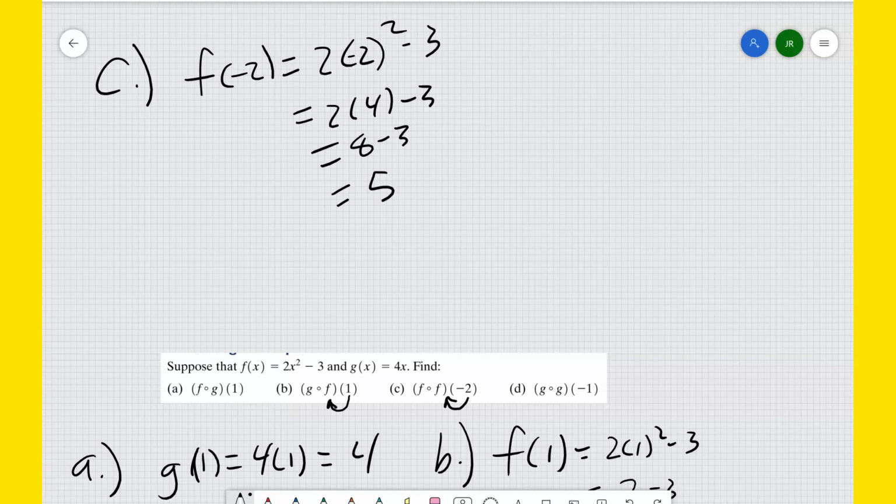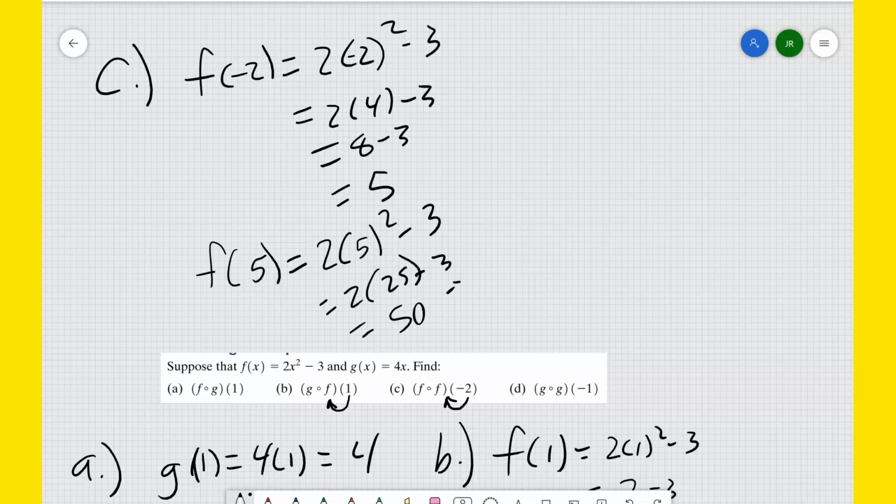So then we take that result and we plug that result into f again. And so that's going to be 2 times 5 squared minus 3, which is 2 times 25, which is 50 minus 3, which is 47. So that would be the answer to part C.